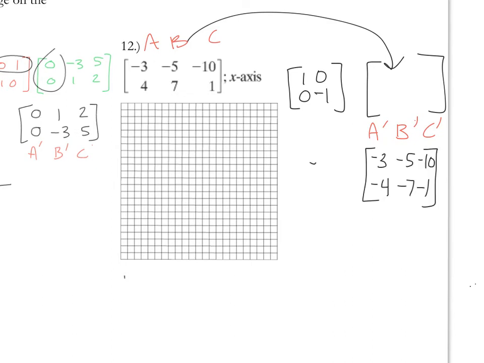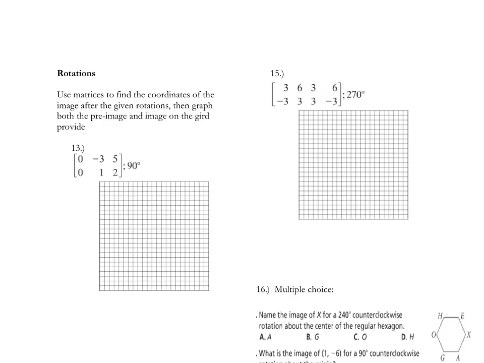Okay, so I wrote down my answer. This was my answer. This was my A prime. This was B prime, and this is C prime. And I would graph it and then show my primes, show the original, the pre-image, and the ending, which is the image.